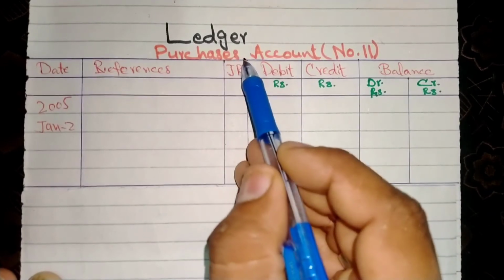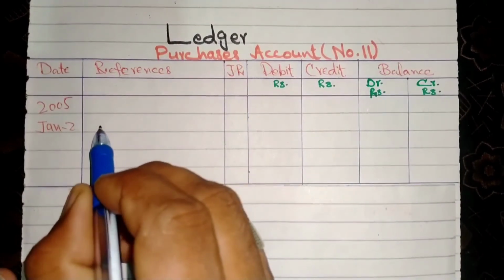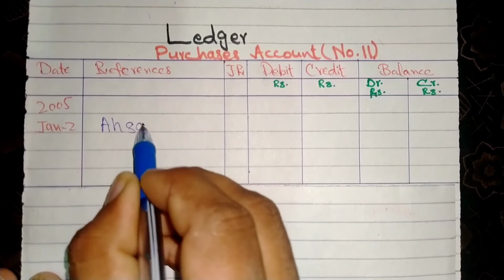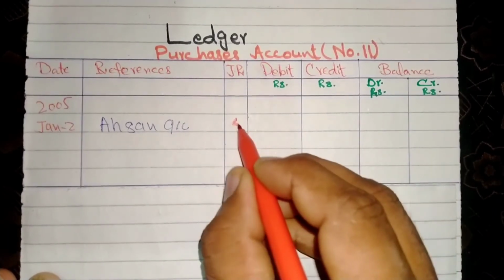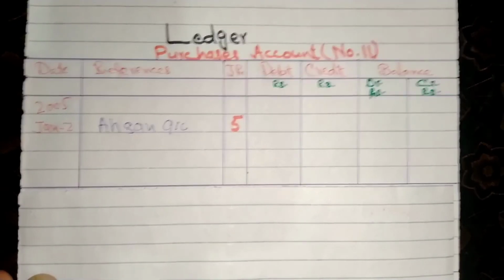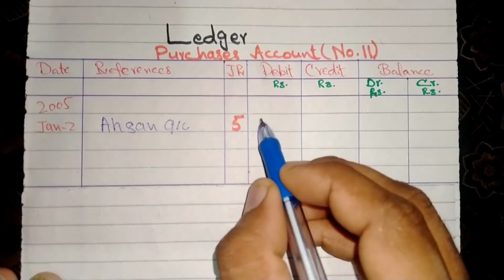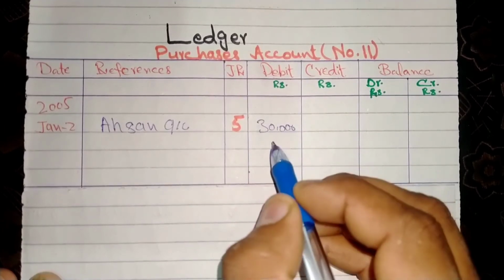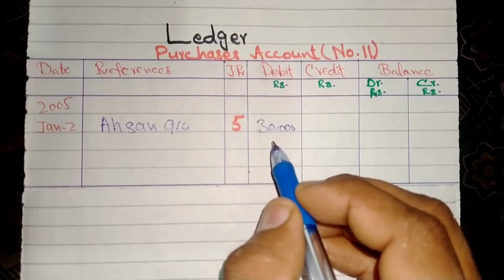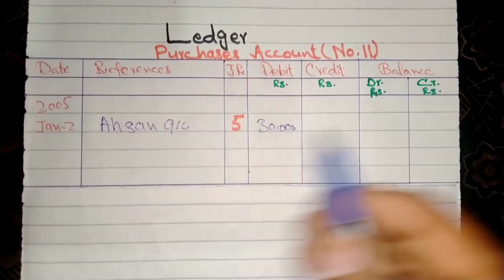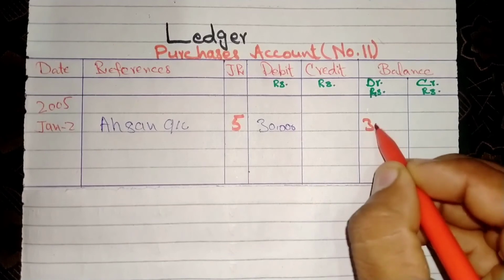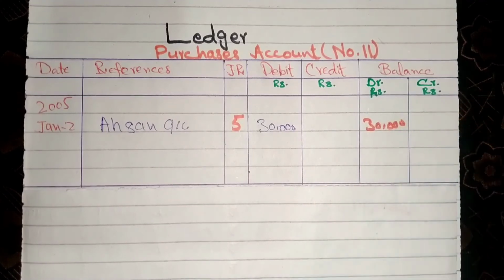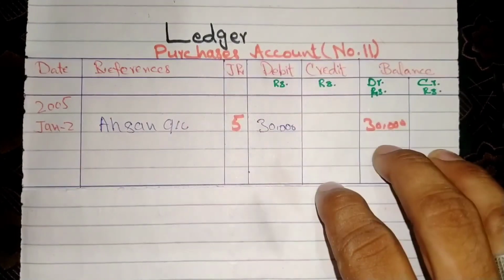purchases account debit by Ehsan account. So Ehsan account with journal reference number 5. Debit amount 30,000 rupees because purchases debited by Ehsan. So we have ultimately debit balance of purchases account here because there is no any other transaction with the name of purchases account. So purchases account has been ended here.